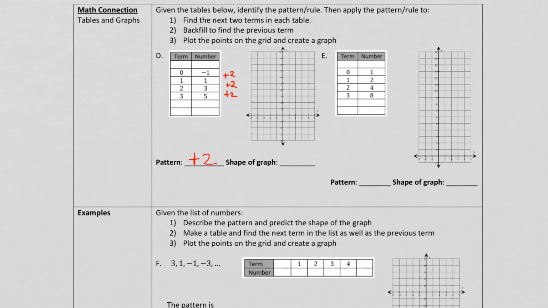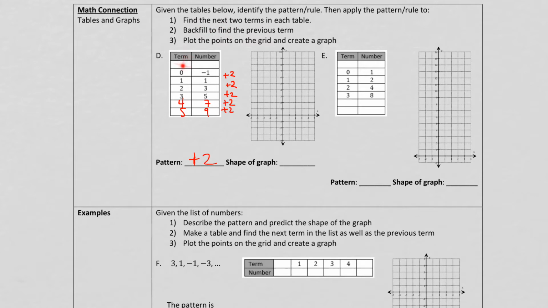Once I know that, I can find the next two terms by just continuing the pattern. For the fourth term, I'm going to add 2 to 5 and get 7. For the fifth term, 7 plus 2 is 9. Next it says backfill to find the previous term.